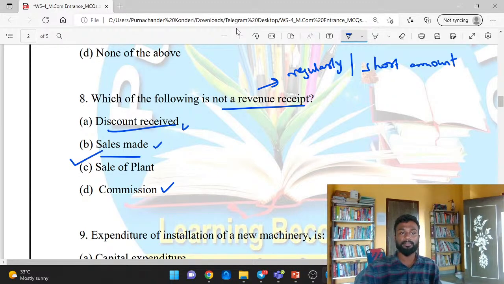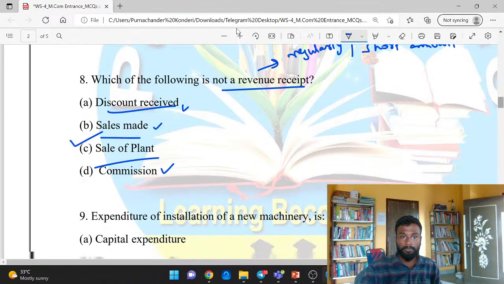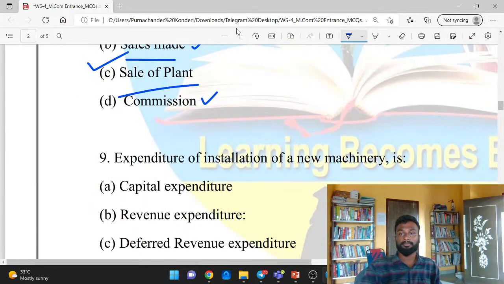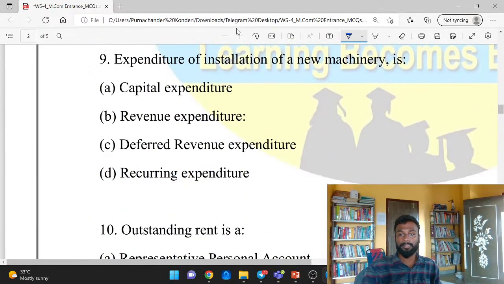So it is a capital receipt. Whenever we are selling a plant, we get a bulk amount. We will not get the amount continuously. Only once will we get the amount out of the sale that we have made of a plant. Yes, guys. One minute, I'll make it more clear.